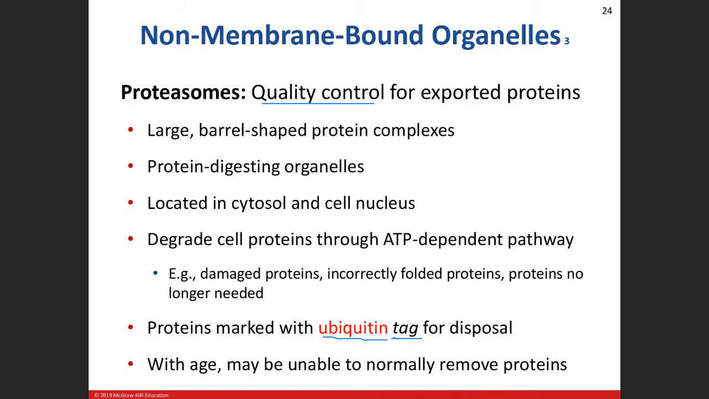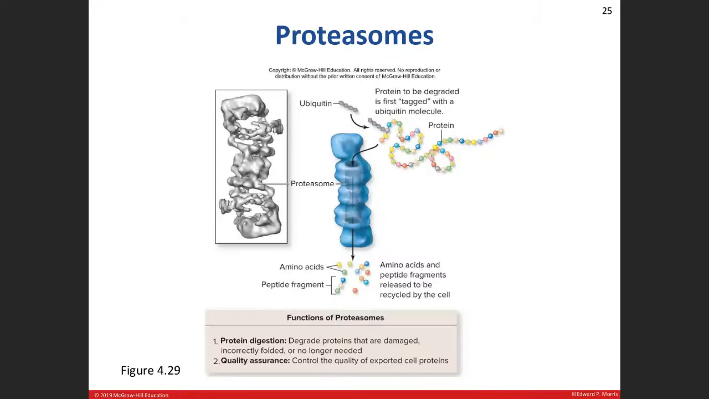Sometimes we'll have cells that make proteins that weren't completely broken down. Like this picture shows us, here's a protein, and maybe it was left over from something. So it gets marked with ubiquitin, and then that protein gets funneled down through the center of the proteasome, and the proteasome will start to split off each of these little balls, which is an amino acid. It'll split off individual amino acids or just chunks of that protein into peptide groups.